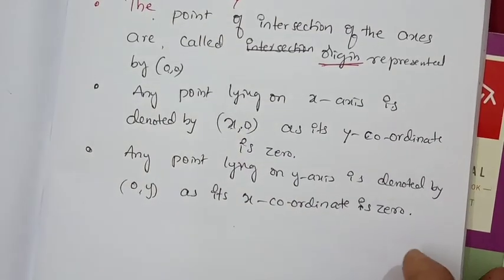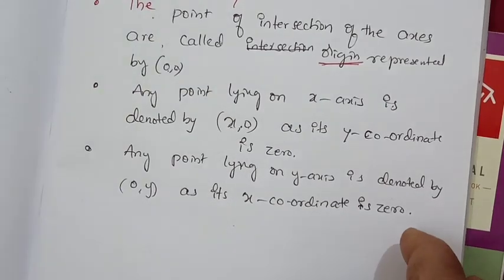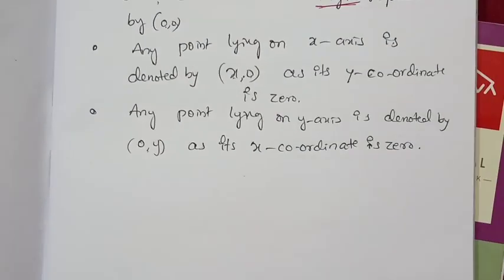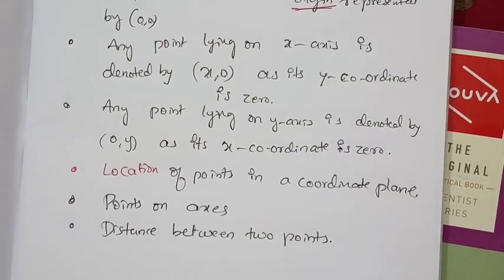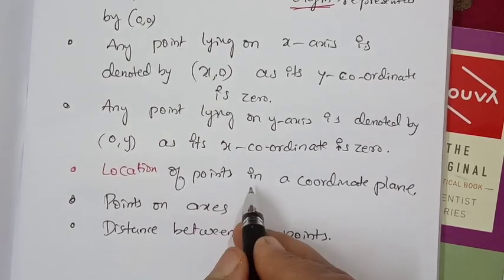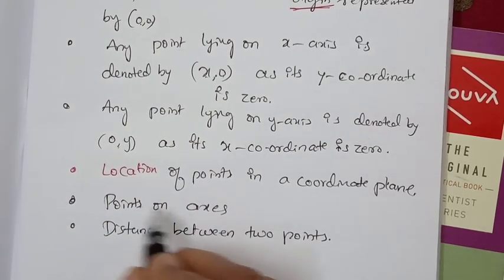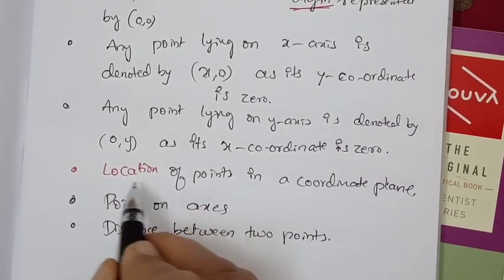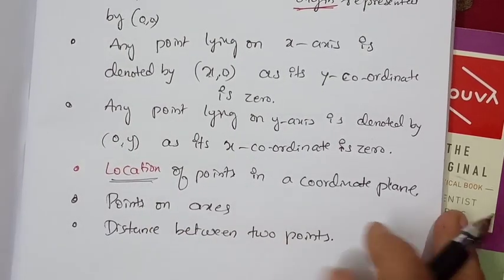Next, we will discuss the location of points in a coordinate plane, points on the axis, and the distance between two points. First we'll go with the location of points in a coordinate plane.